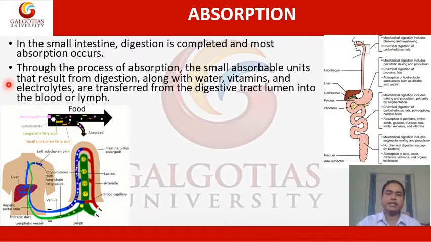The next digestive process is absorption. In the small intestine, digestion is completed and most absorption takes place. Absorption is a very important phenomenon for the digestion, for energy generation and for metabolic activity. Through the process of absorption, the large absorbable units that result from the digestion, along with water, vitamins and electrolytes, are transferred from the digestive tract lumen into the blood or lymph.